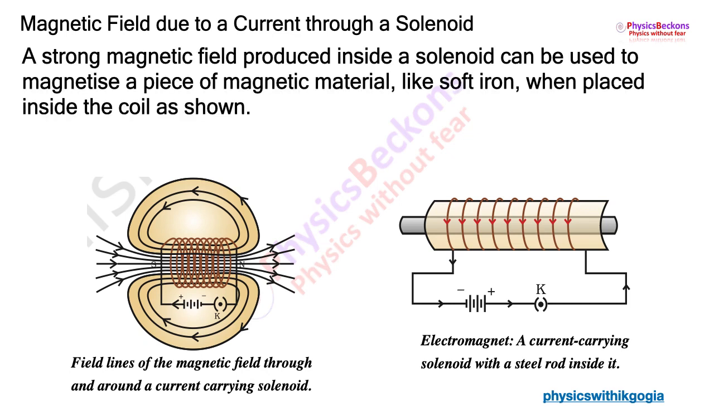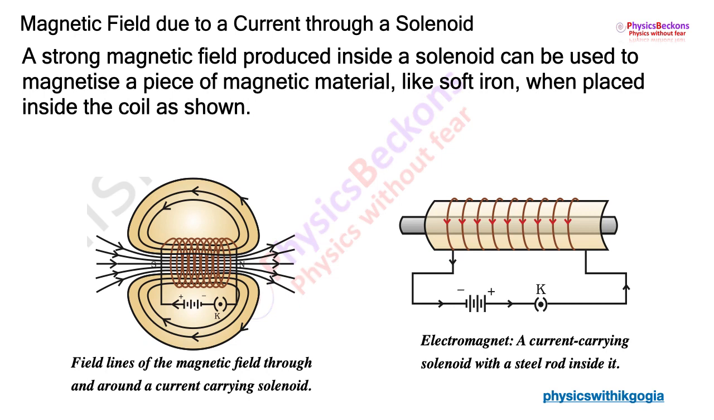A strong magnetic field produced inside a solenoid can be used to magnetize a piece of magnetic material. This is in fact method by which the permanent magnets are made. We insert a magnetic material which is to be magnetized in the core of the solenoid, pass current, keep it for some time, it gets magnetized.